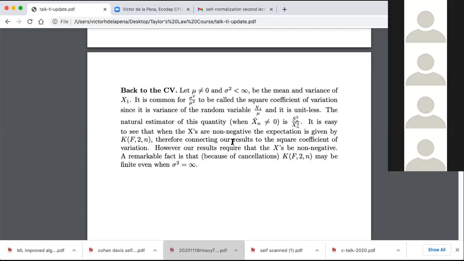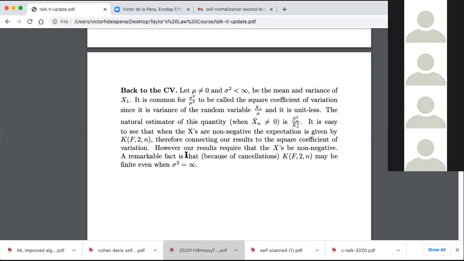Now, it is easy to see that when the x's are non-negative, the expectation is given by k of f comma 2n. Here, k was the function of the Laplace transform that I will present. So the coefficient of variation is going to be presented as a function of the Laplace transform of your distribution. This connects our results to the square coefficient of variation. However, our results require that the x's be non-negative. So one can work on extending our approach to the case of negative variables and extensions to the non-IID variables.